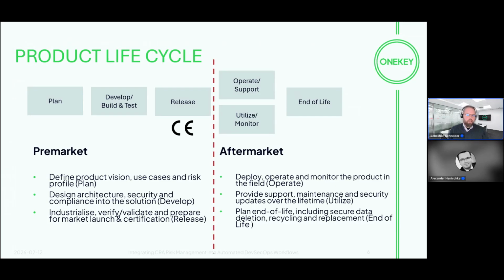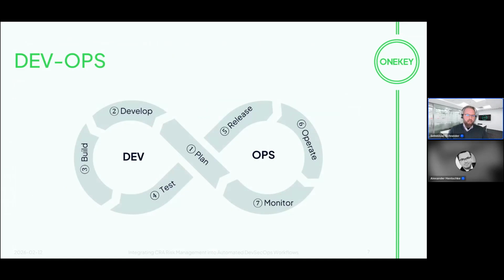And traditionally, we could separate it into the left side pre-market and the right side aftermarket. But as you know, this is a very old school approach, and we are much more agile right now. And no product is ever completely ready or done. We always want to add new features. And so that's where this DevOps life cycle comes into play. And we have actually the same stages here, but folded into this infinity loop.